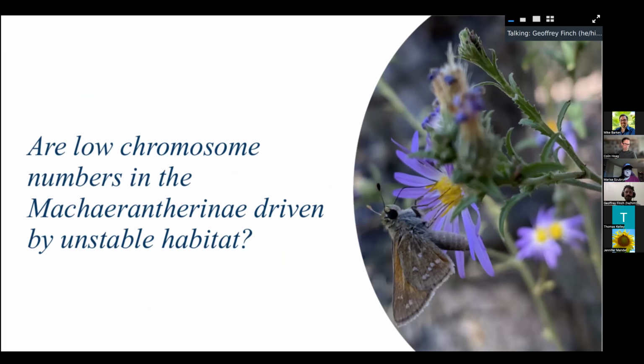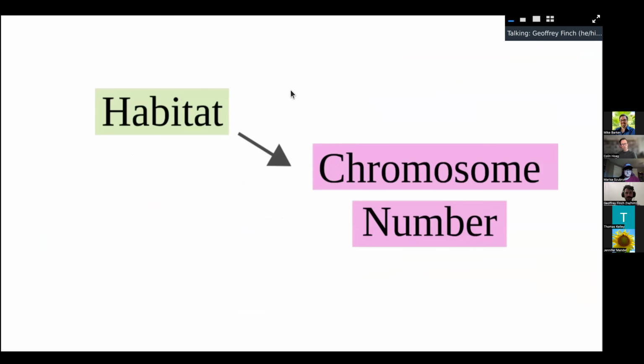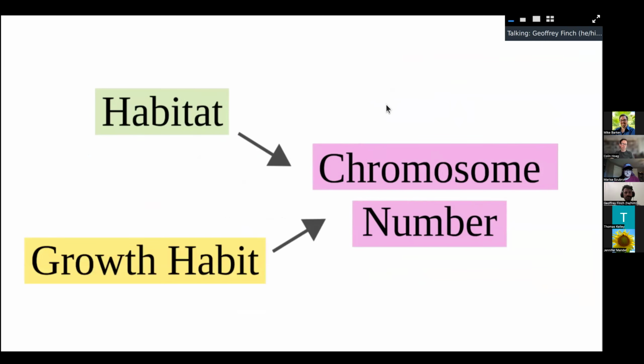So the work that I'm focusing on today is more focused on testing whether the low numbers in the group are associated with those unstable habitats. We can depict that relationship very simply in this way, right? Habitat has an arrow leading to chromosome number, meaning a causal relationship. But the hypothesis and some of my previous results also suggest there's a relationship between growth habit and chromosome number as well. So annual habit associated with low numbers.